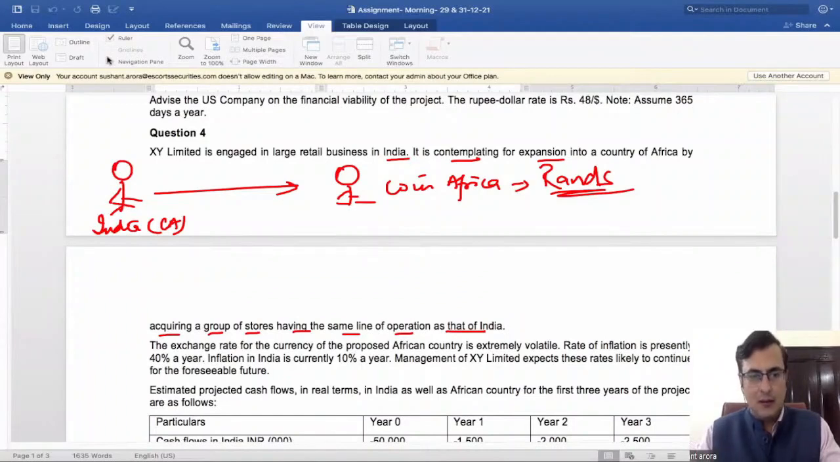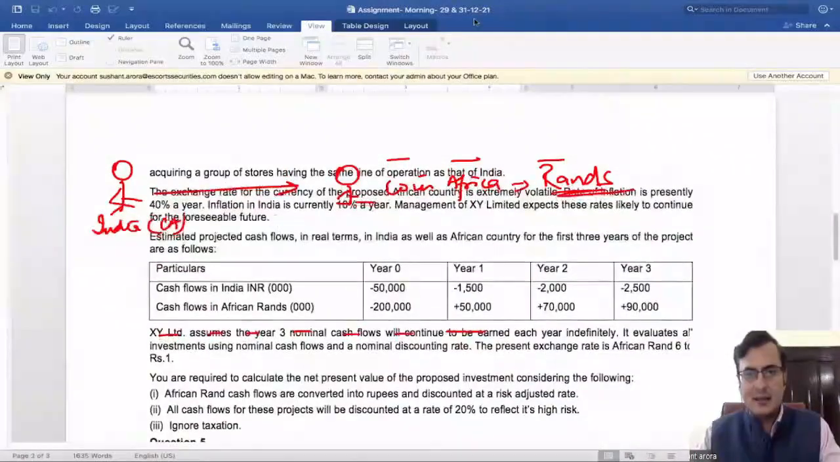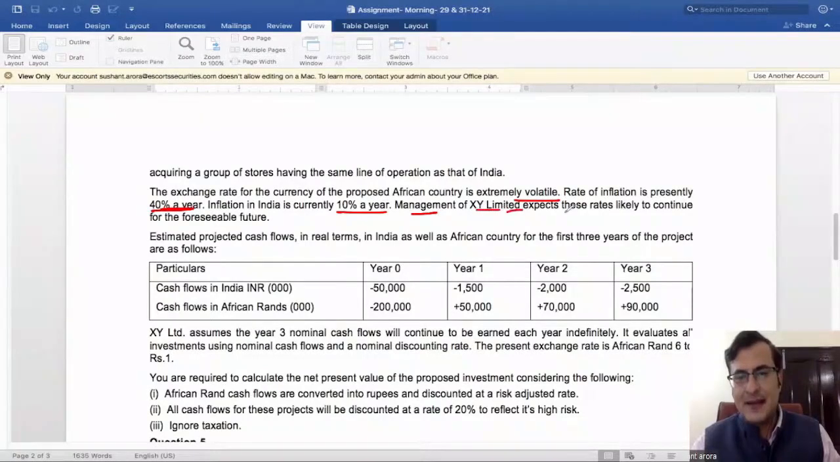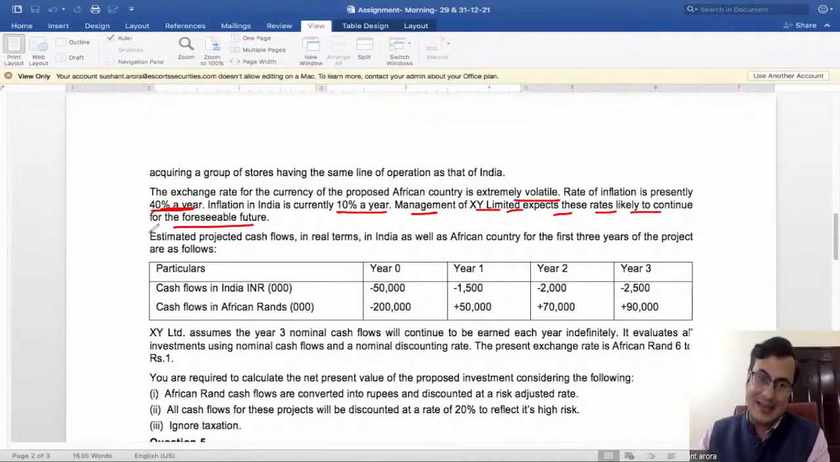Okay, let's go down. The exchange rate of the currency of the proposed foreign country is extremely volatile. The rate of inflation is presently 40% a year in Africa, and inflation in India is currently 10% a year. The management of XY Limited expects these rates likely to continue in the foreseeable future. Estimated project cash flows in real terms.